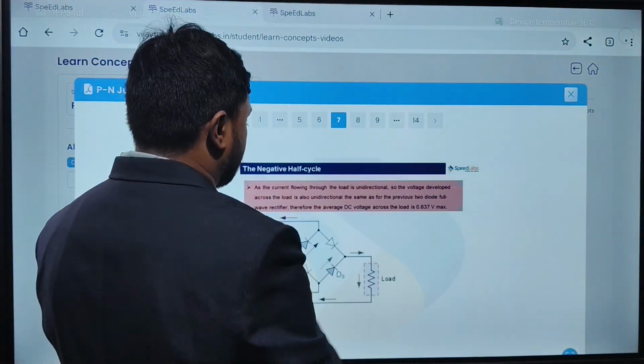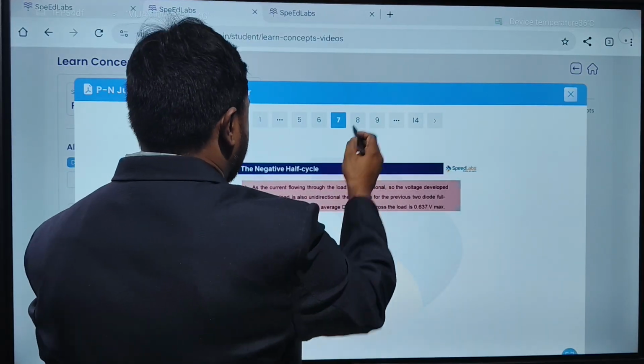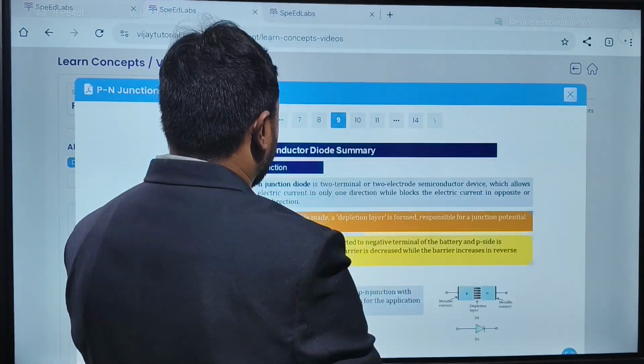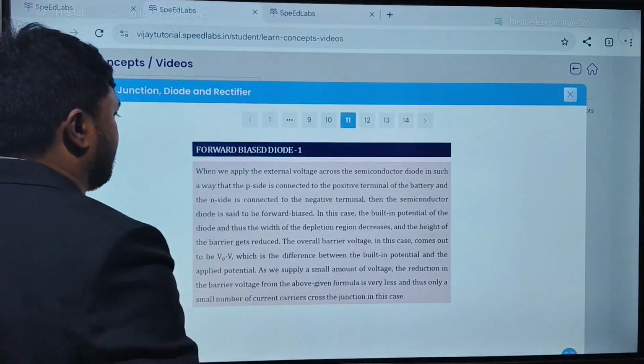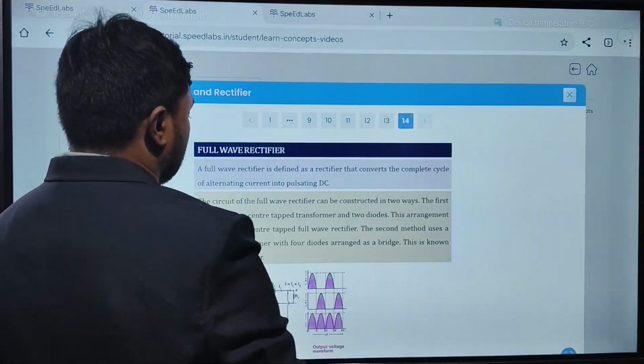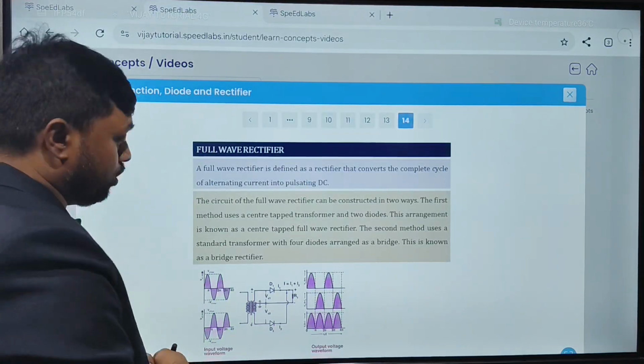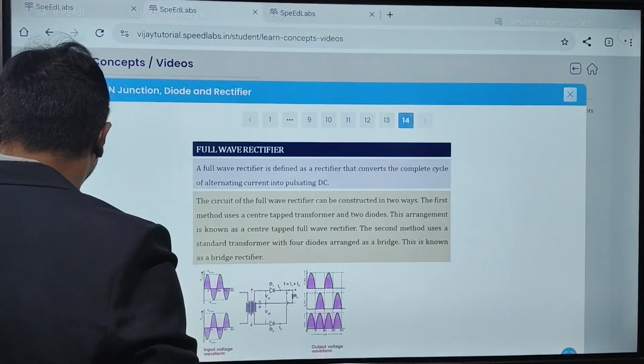This is a bridge rectifier which is not there in your syllabus. Now coming to the full wave rectifier. When we talk about the full wave rectifier, here we are using two diodes. How many diodes are used? Two diodes are used.